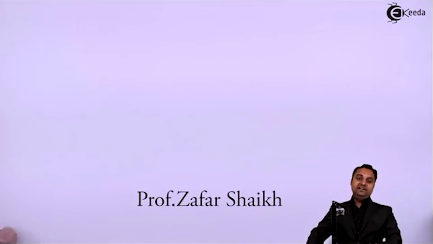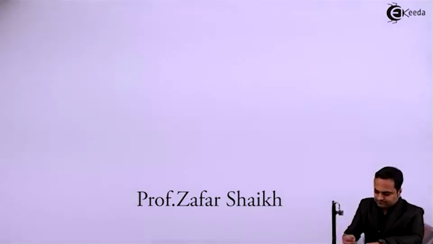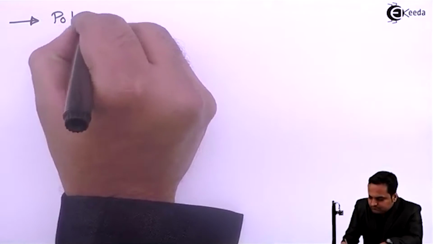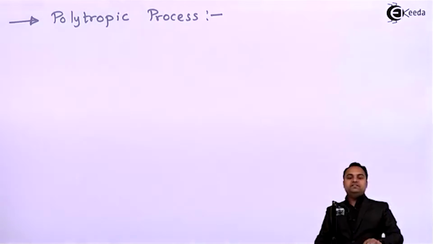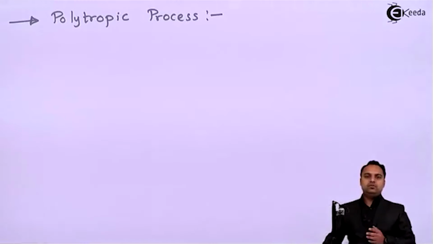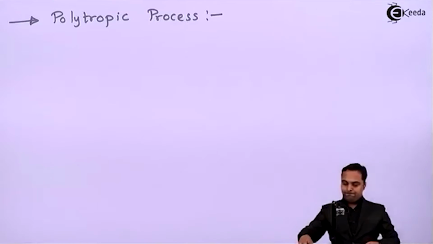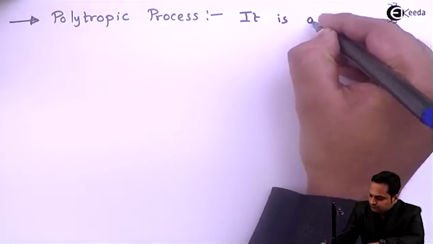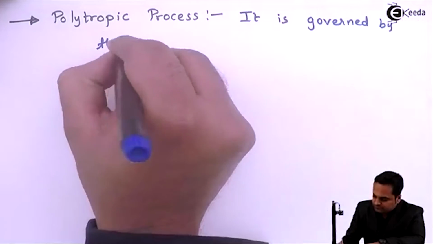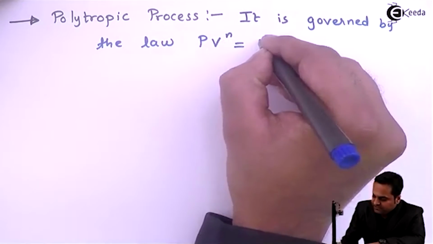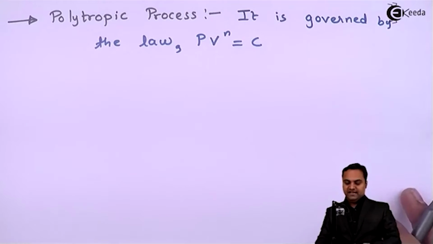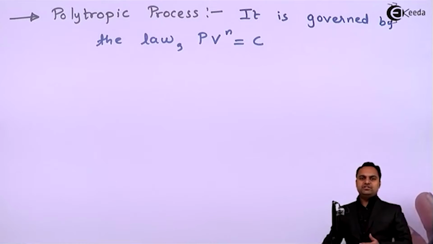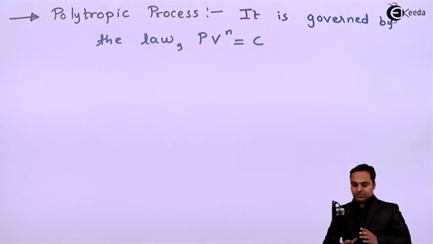Hello friends, here in this video we are going to see polytropic process in detail. Now polytropic process is called an actual process which is governed by the law PV^n = constant. This is the governing law for polytropic process, and it is a practical process.